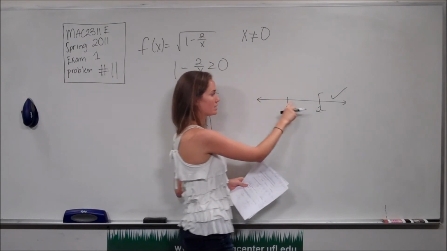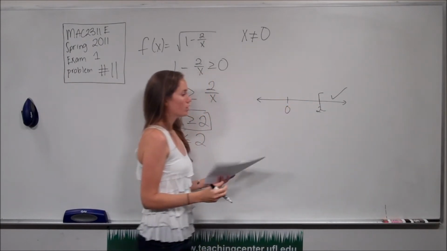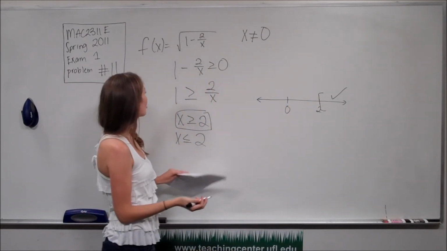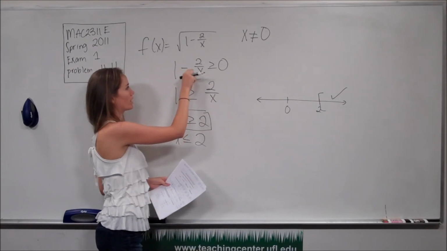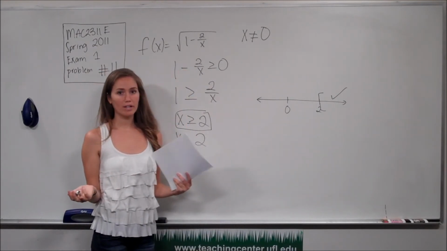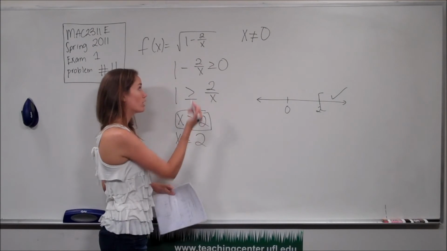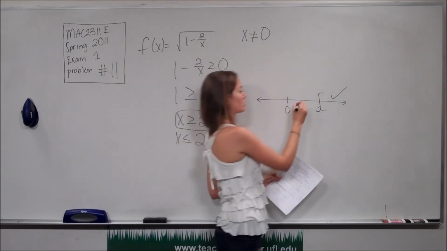Now we want to test the interval between 0 and 2. So let's choose something like 1. If we plug in 1, we get 1 minus 2 over 1, so it's 1 minus 2, which is negative 1. Negative 1 is not greater than or equal to 0, so this interval does not work.